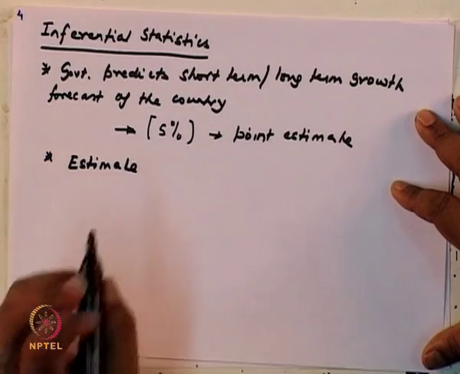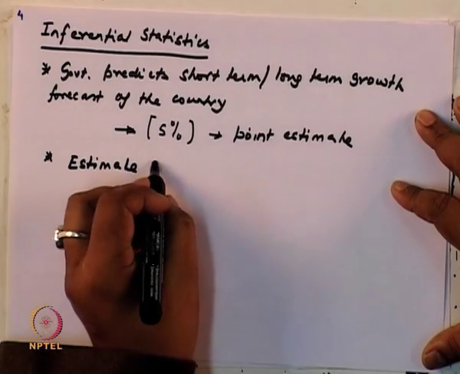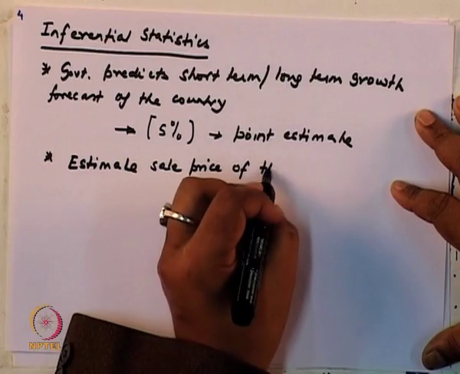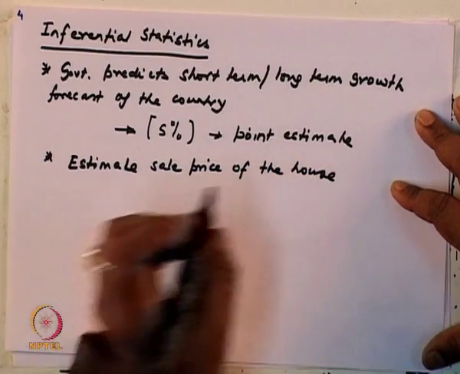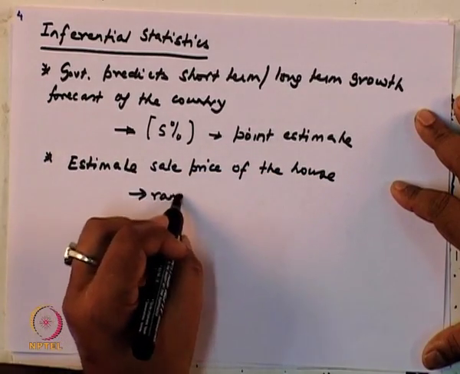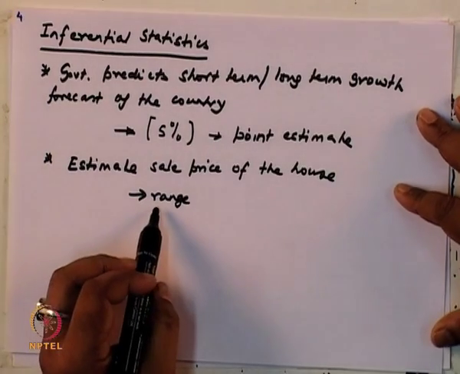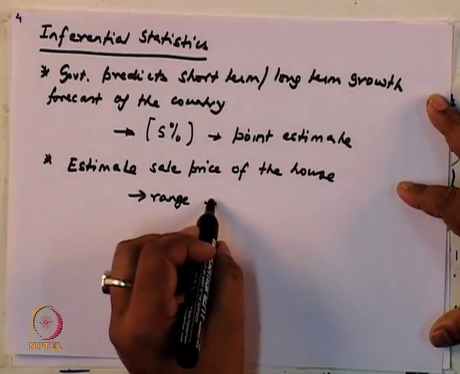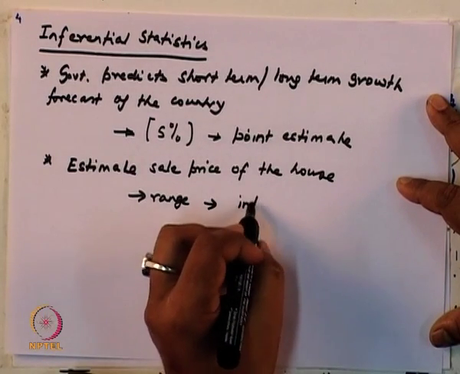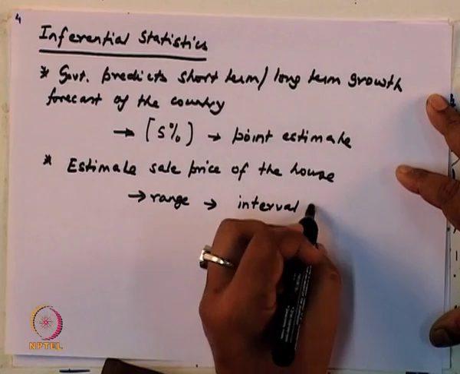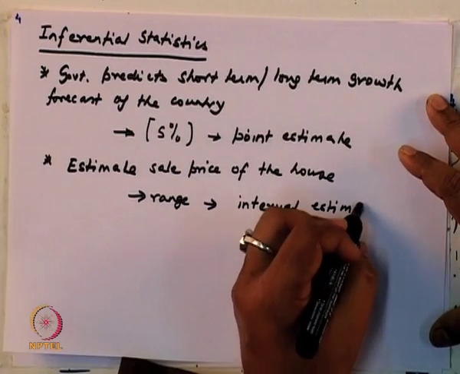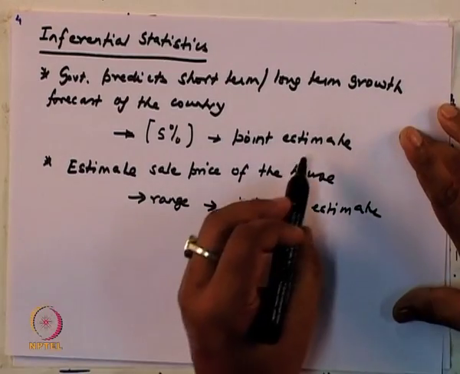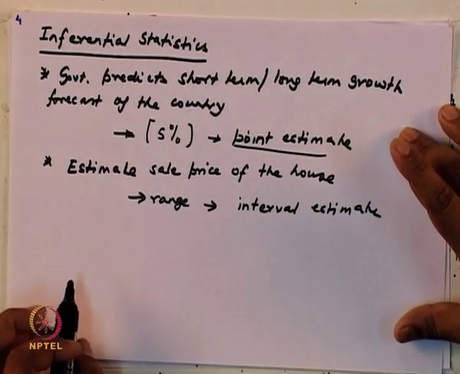So you have a house, you want to sell it, you want to estimate the sale price of the house. This can be a range: what is the minimum you can expect to get, what is the maximum you can expect to get. So in this case what you come up with is something called an interval estimate. Now consider the point estimate. Let us take the first example, which is a point estimate.